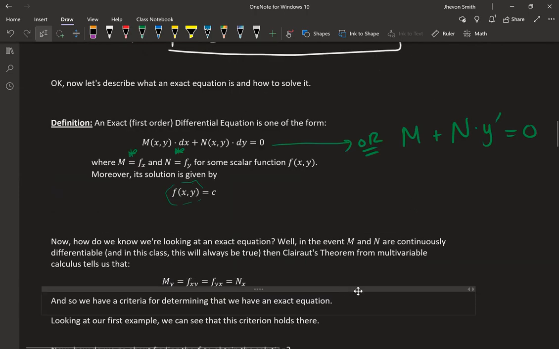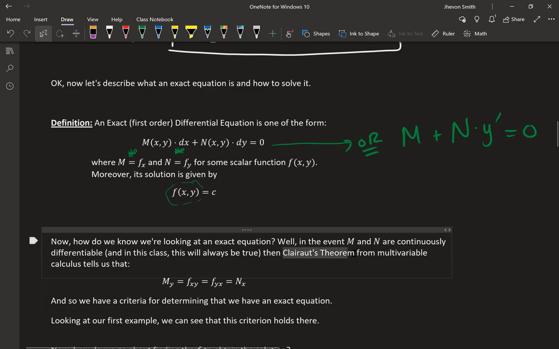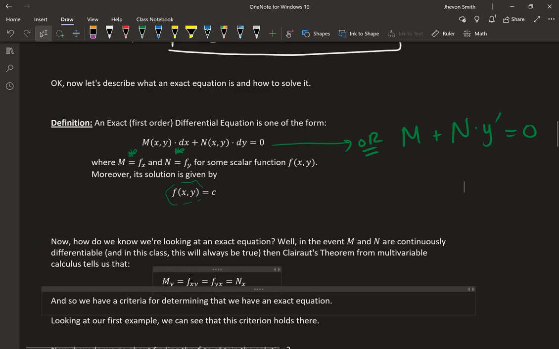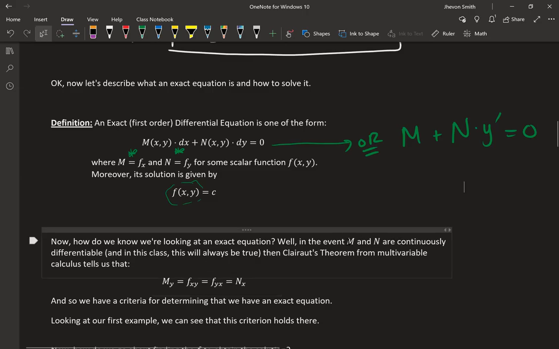Now, how do we go about doing this? Well, there's another theorem that you learned called Clairaut's theorem in multivariable calculus, which tells you that if your functions are continuously differentiable, meaning their partial derivatives are continuous on the region of consideration, then the order of partial derivatives does not matter. So this means that the partial of f with respect to x, then with respect to y, is the same as the partial derivative with respect to y, then with respect to x.